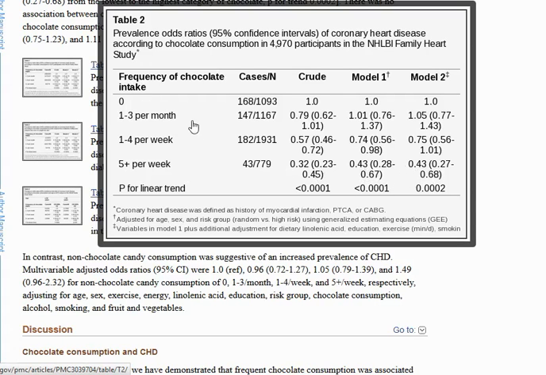So clearly you can see a dose-response relationship here, as the chocolate consumption went up, the risk reduction increased as well, which means that the odds ratio showed a protective effect.